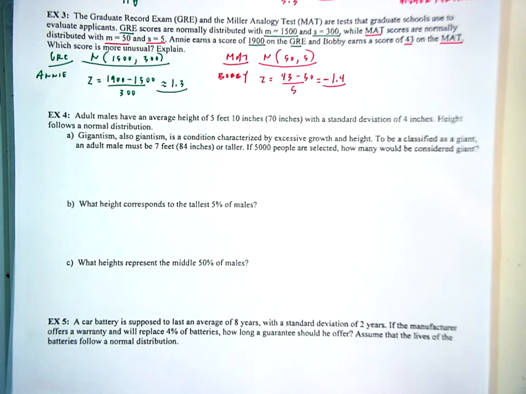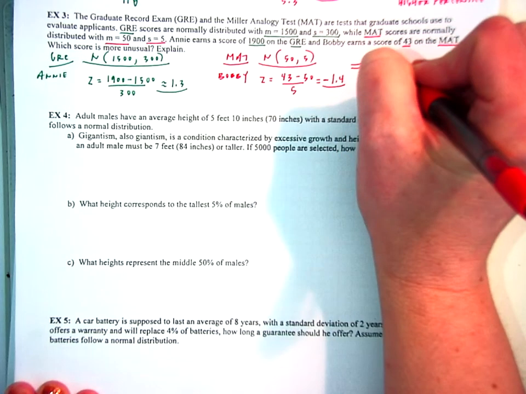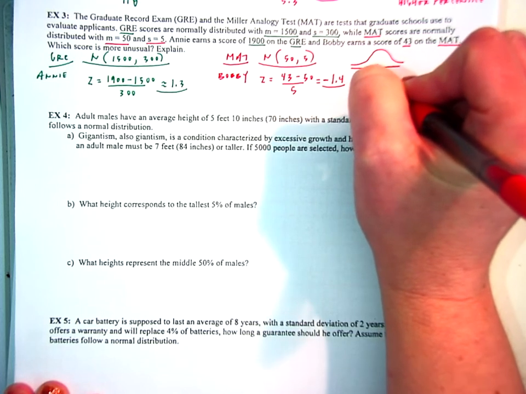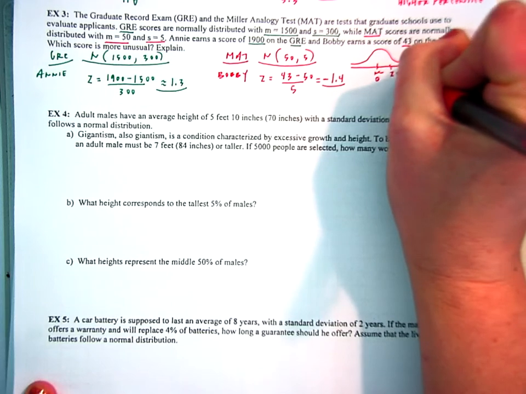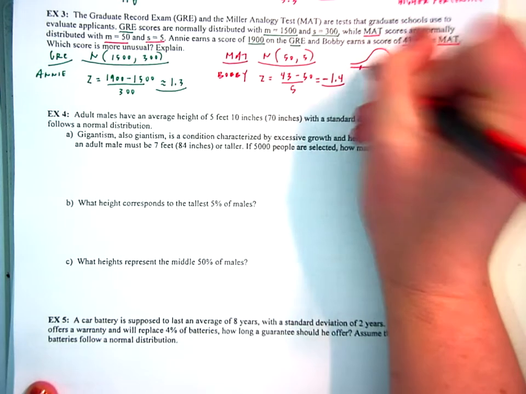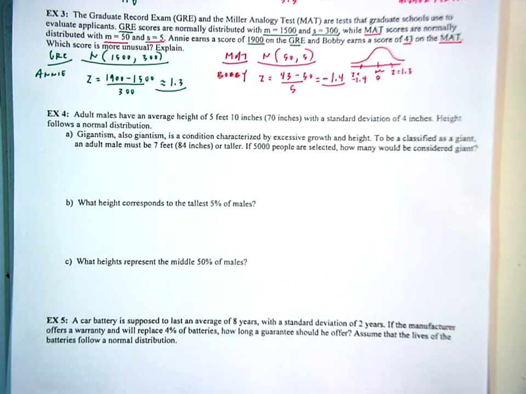So which score is more unusual this time? Again, if I picture a normal curve like this, here's my mean, my Z-score of 0, and I have the positive 1.3, about, and over here I have a Z-score that's negative 1.4. So which one is more unusual? We're looking for the Z-score that has a larger magnitude. If I put absolute value bars around each of those Z-scores, I'm looking for the bigger number overall. That would be the negative 1.4. So negative 1.4 has a larger magnitude than 1.3.